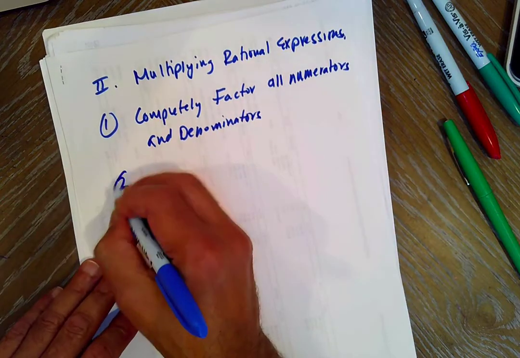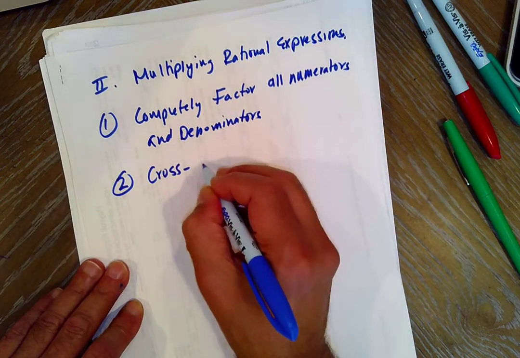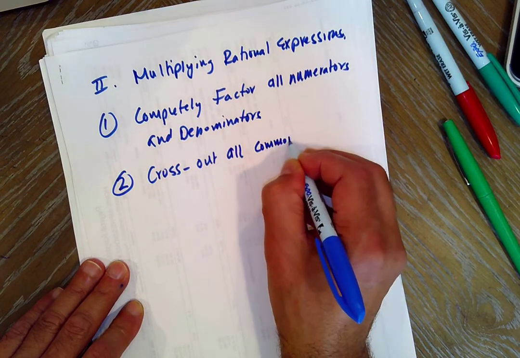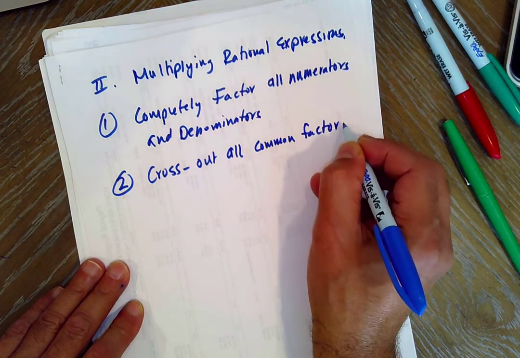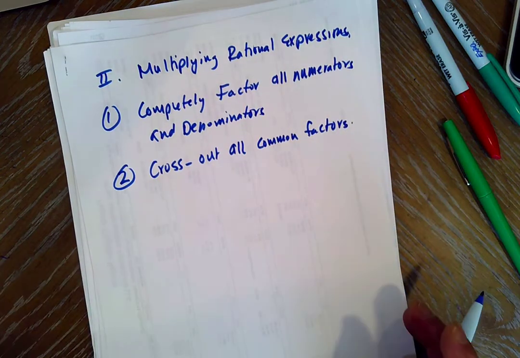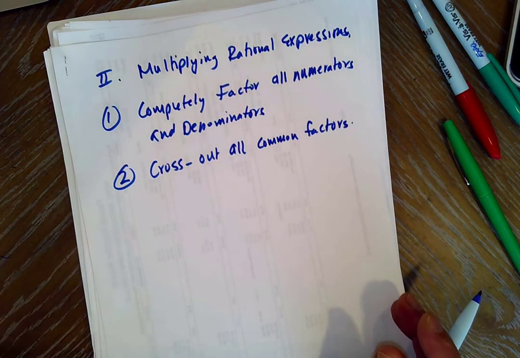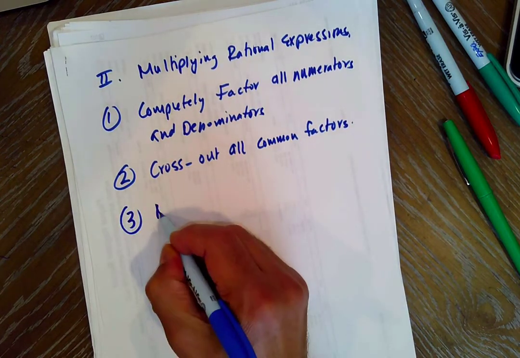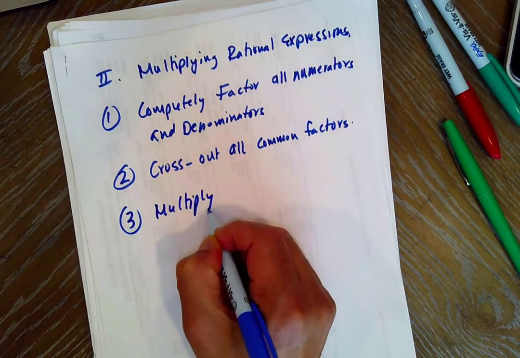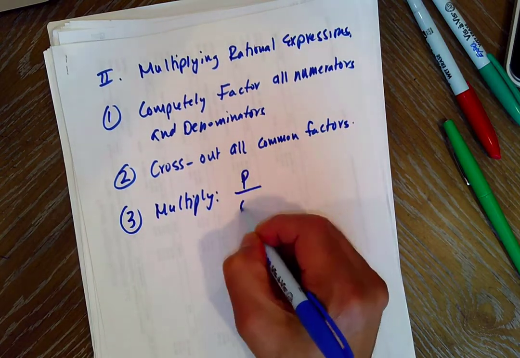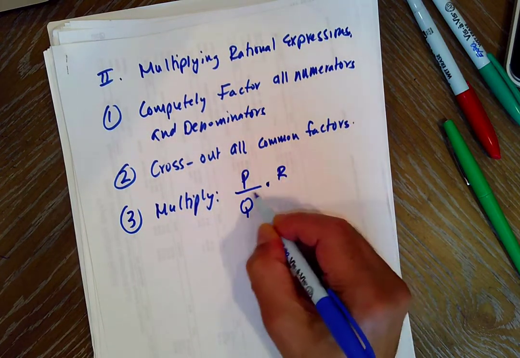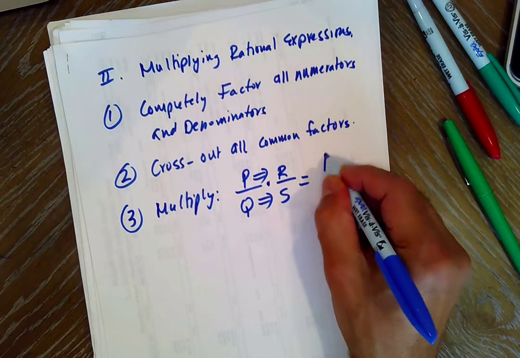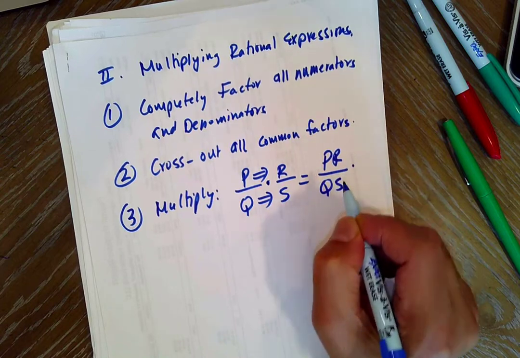Once everything is factored, then you cross out all common factors. You can cross out any common factor between any numerator and any denominator. Okay, it has to be numerator versus denominator. And then the last thing you want to do is multiply. Once everything is factored and crossed out, then you multiply straight across. P over Q times R over S, but that's after you've reduced, okay? PR over QS.